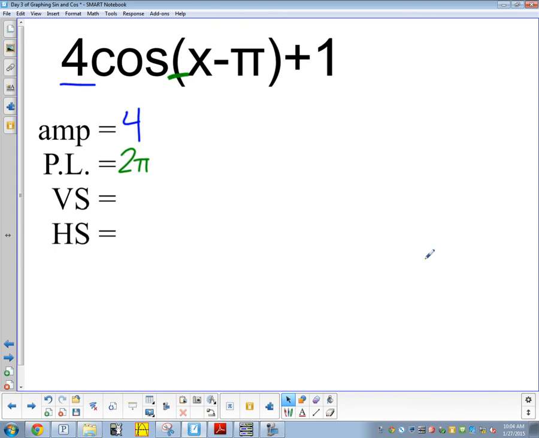Jasha, vertical shift. Is there going to be a vertical shift on this one? Up 1. We look at whatever's tagged on the end. She's got a plus 1 on the end, so she's going up 1.